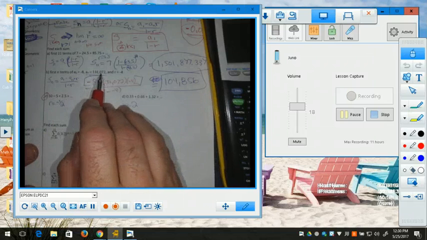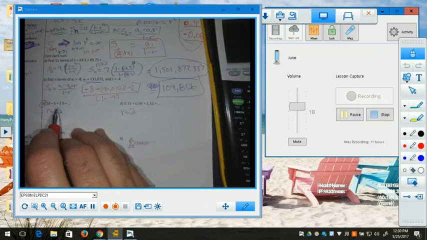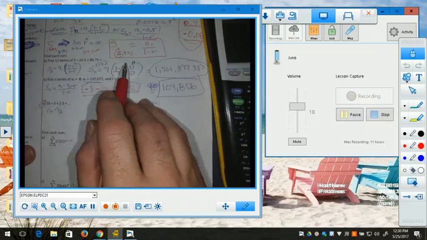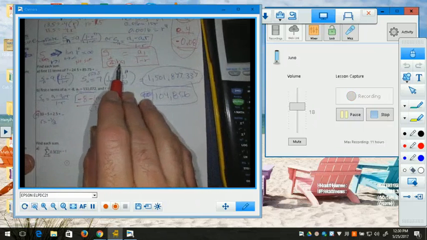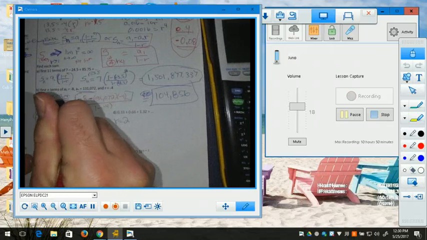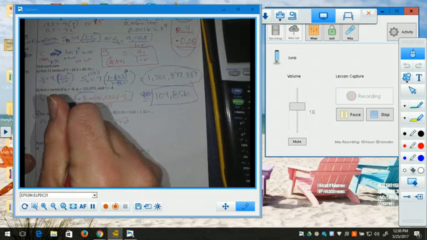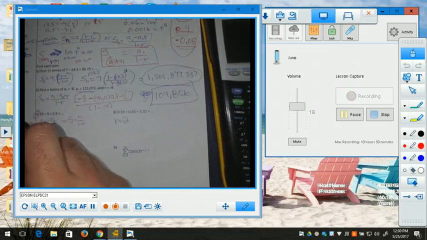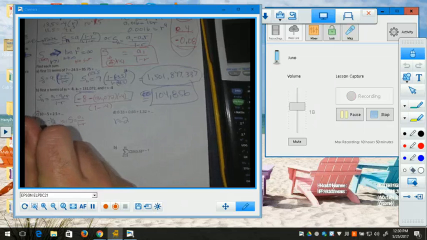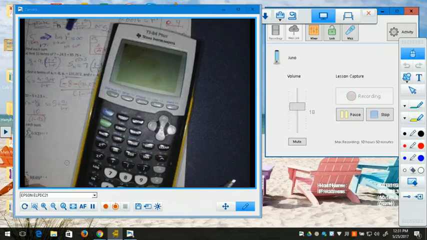The series, though, when I add them together, will have a finite sum. We'll have an actual sum because the R value is less than 1. So when the R value is less than 1, I have to do the sum is a sub 1 over 1 minus R. So I'm going to do 10 over 1 minus negative 1/2, which is really 10 over 1.5.